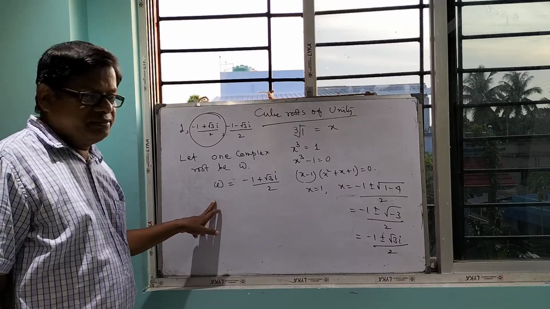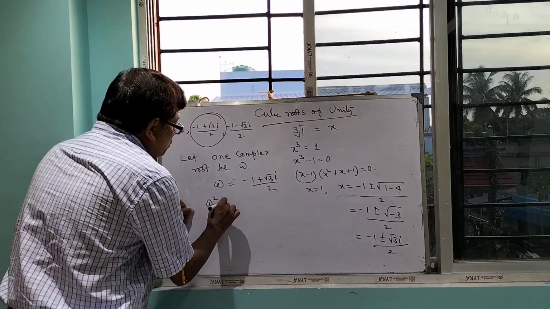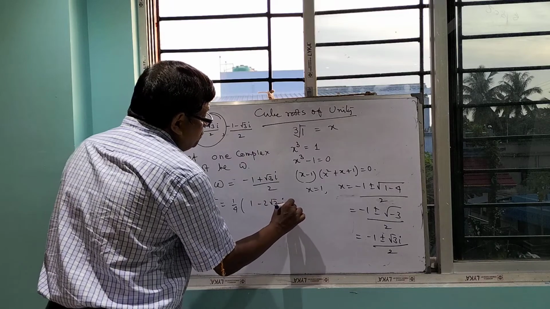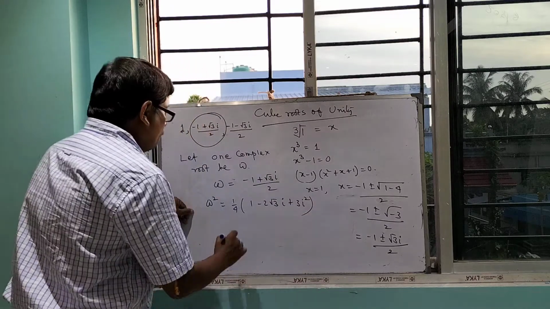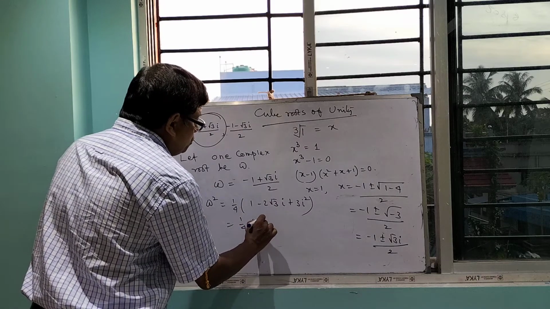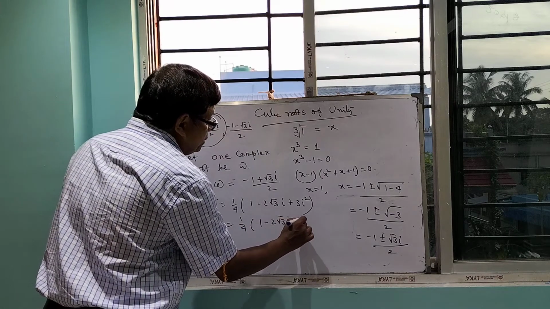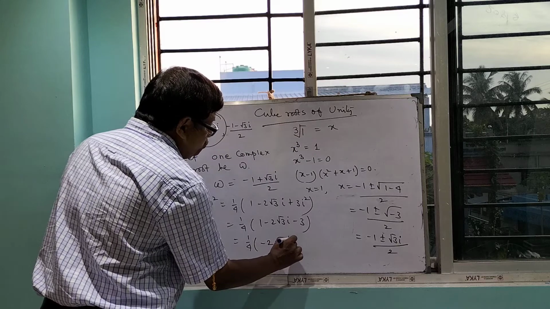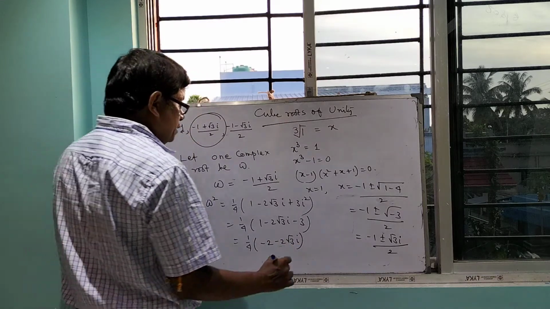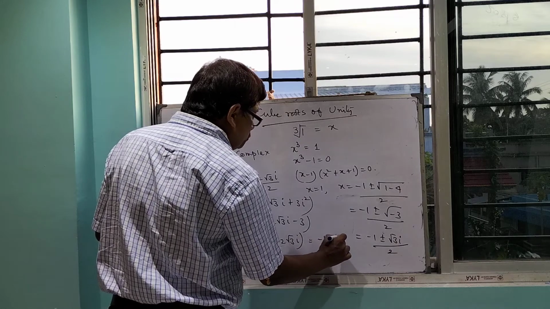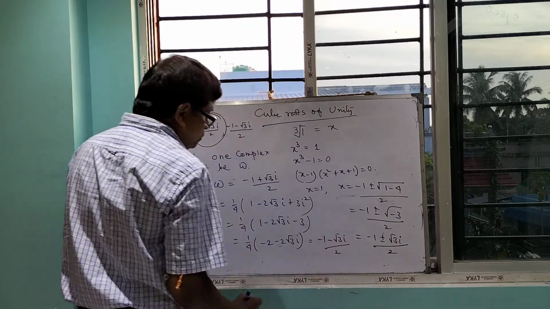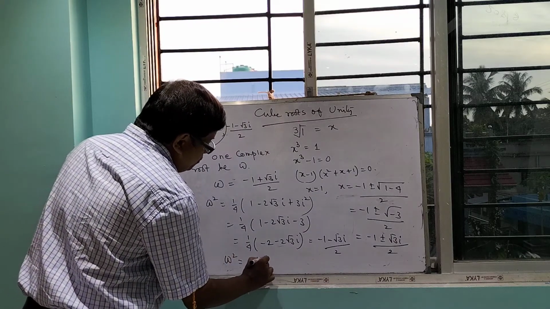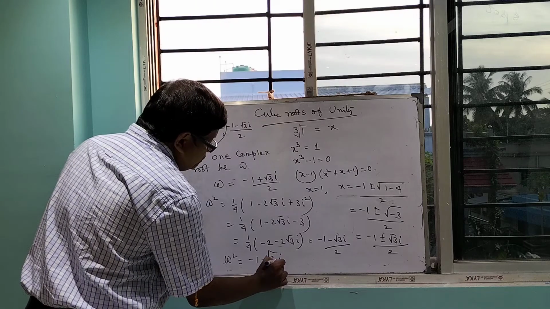Now squaring both sides, omega square equals 1 by 4 into (1 minus 2 root 3i plus 3i square). Then 1 by 4 into (1 minus 2 root 3i minus 3), which is 1 by 4 into (minus 2 minus 2 root 3i). So it will be minus 1 minus root 3i by 2. So omega square is minus 1 minus root 3i by 2.